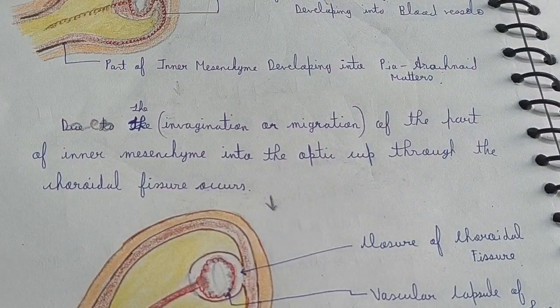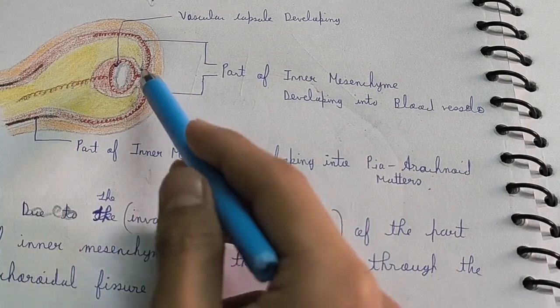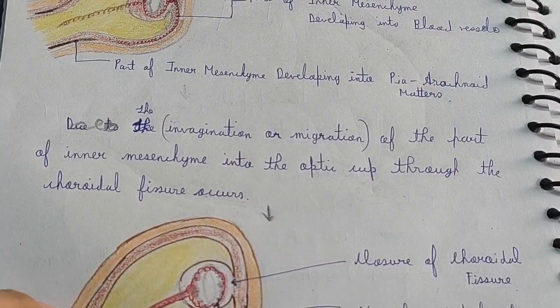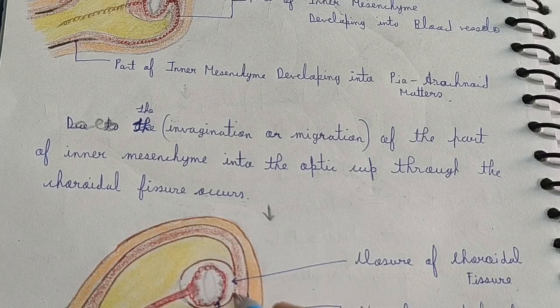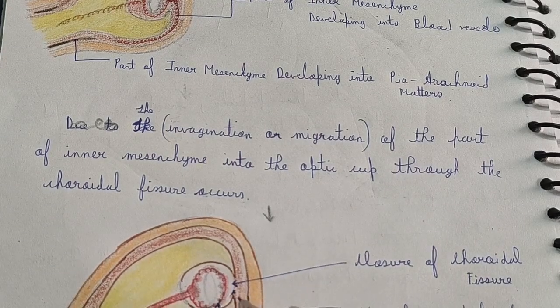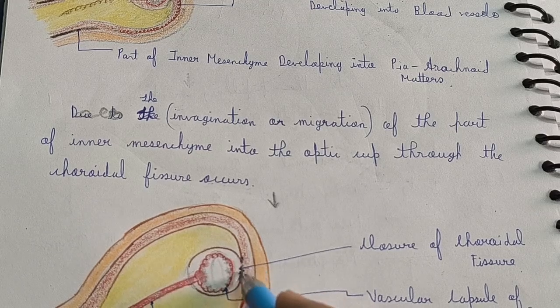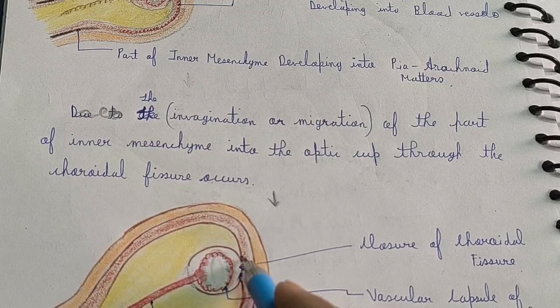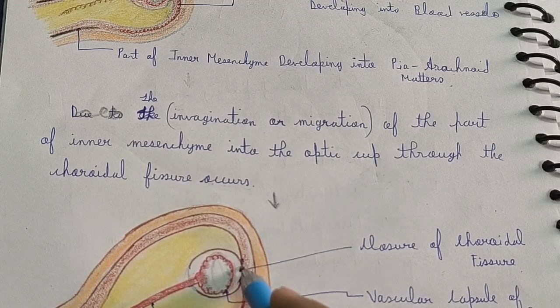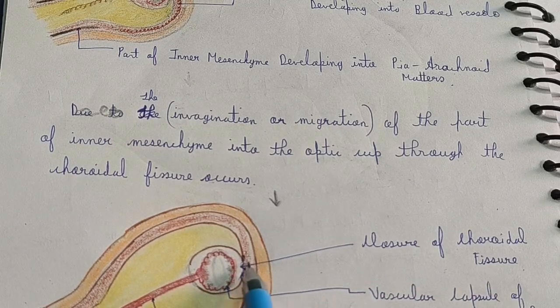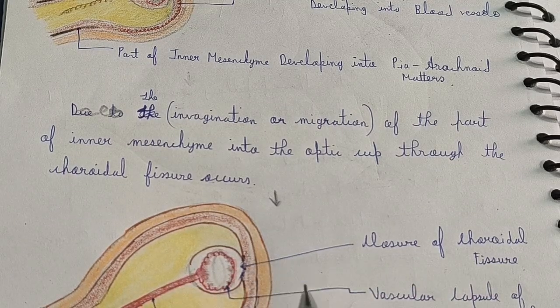Now you can see that initially this choroidal fissure was open, but now this choroidal fissure has been closed. I have marked these two points, so the margins approach each other, and basically closure of the choroidal fissure occurs. But for labeling I have shown it in this way.